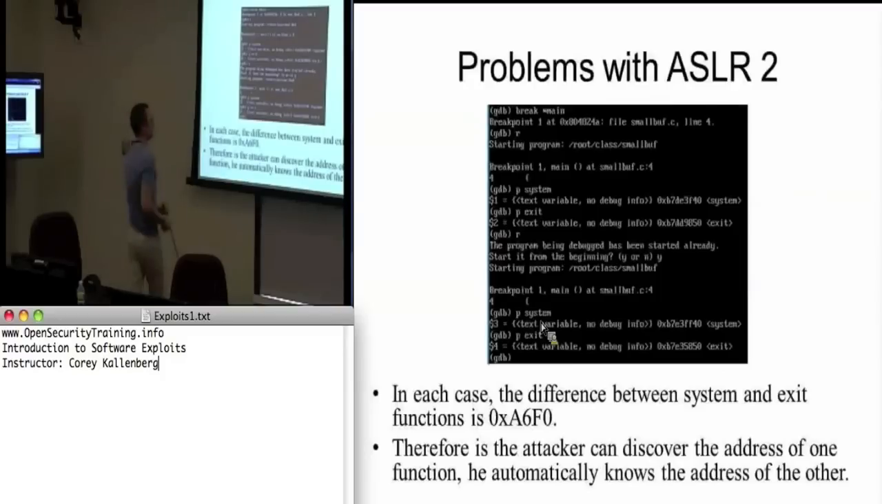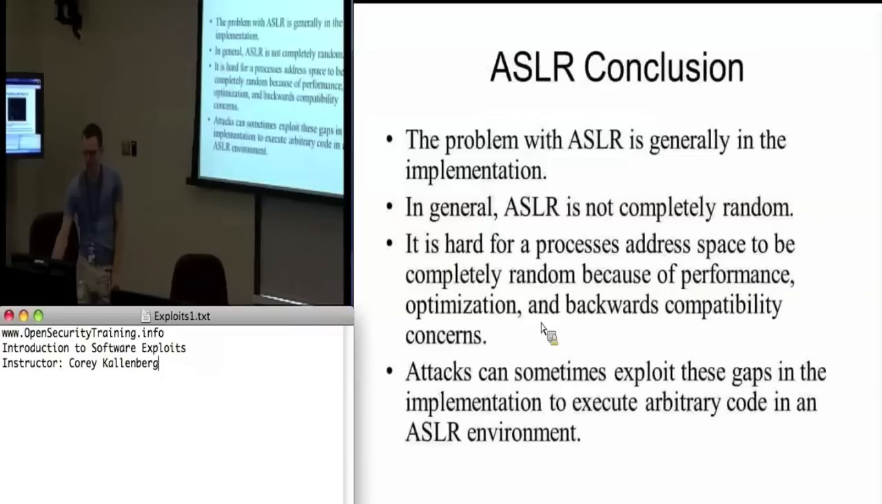Another big issue is that with ASLR, not everything is randomized. Just the base offset for the processes is randomized, and everything is the same distance apart based on that initial random offset. So in this case, system and exit are both at random addresses that change, but the difference between the two functions is the same. So for instance, if I was able to discover the address of just one function of libc, I'd automatically know the address of every other function of libc. So ASLR obviously has a lot of issues. It can stop some exploits from working, but there are serious issues with the implementations that can be abused to overcome that particular mitigation.